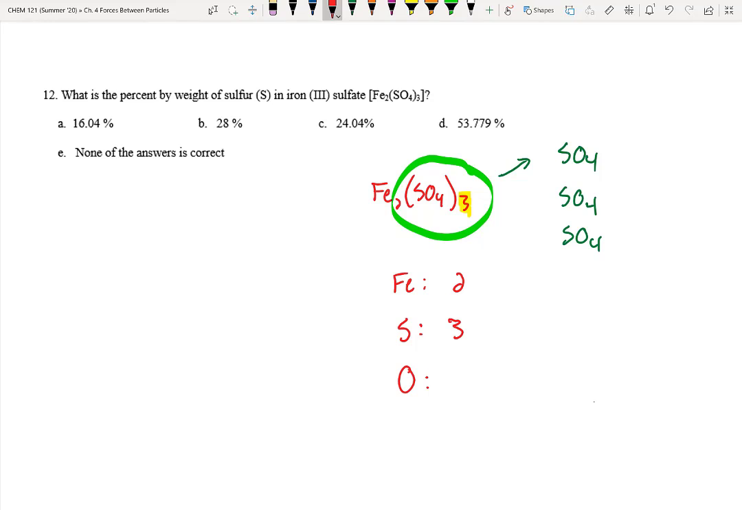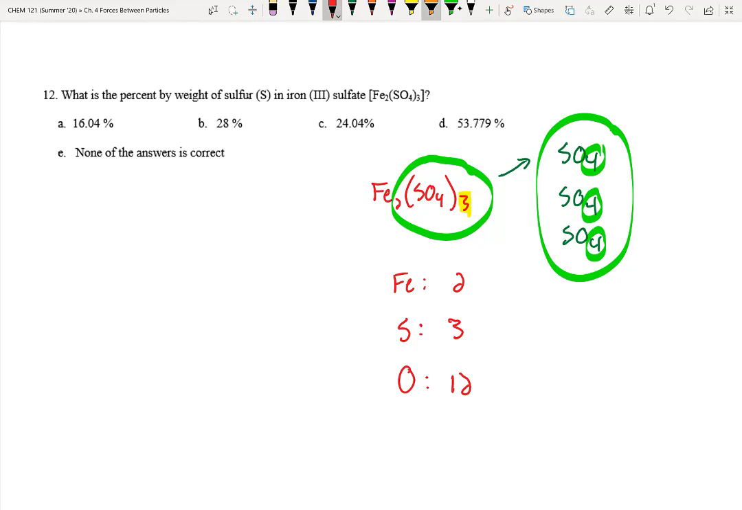3? No, 4. Excuse me. Not quite. No, because just like we said over here, we've got 3 of those. 7. So I would say we've got 4 plus 4 plus 4. So I'd say we'd have 12 total oxygens, right?